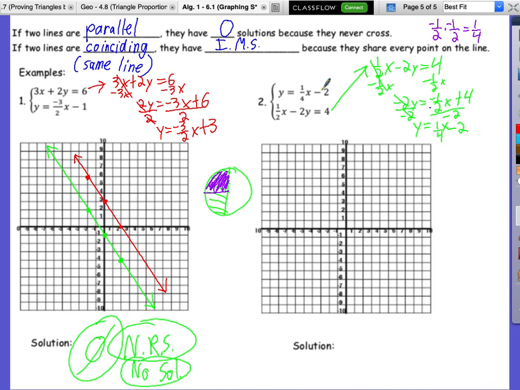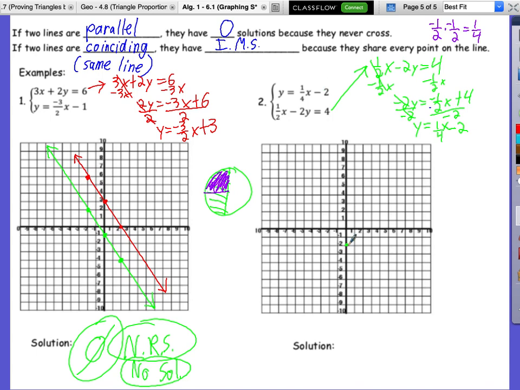Wait, what? They're the same thing. How do you know they're the same, Ben? The equations are exactly the same. They're both y equals 1/4 x minus 2. So if we graph one, did we automatically graph both? Yeah, sure. Hey, let's go ahead and do it anyway, though.